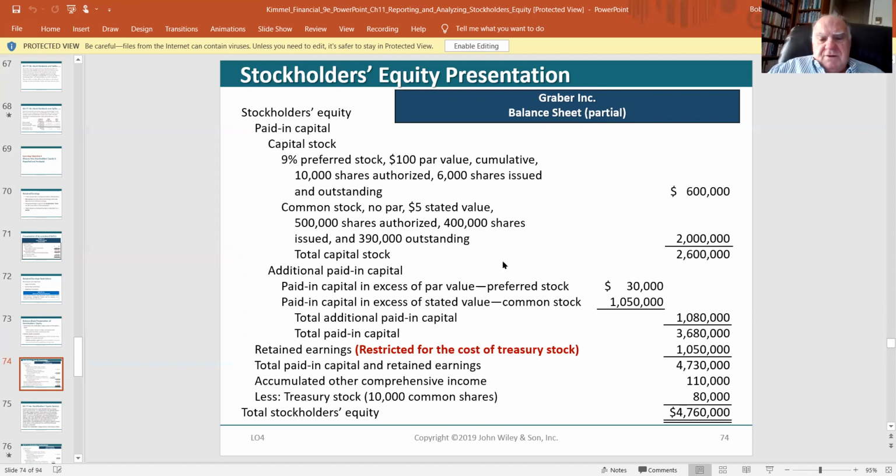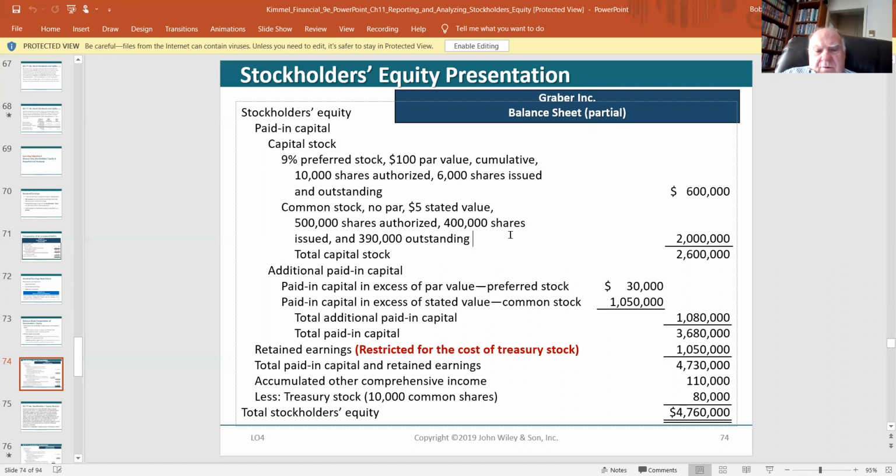How much was paid in excess of the par value? Well, you have 400,000 shares here. They were issued for $5. 9%, 6,000 shares. I don't see where they give us the information for that. Additional paid in capital in excess of par value, 30,000. Paid in capital in excess.